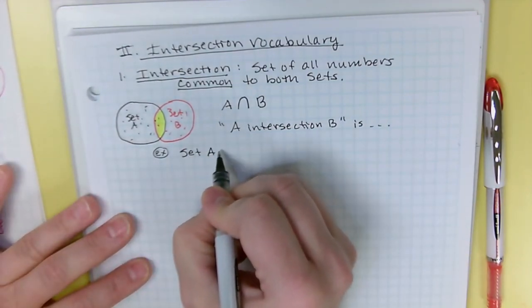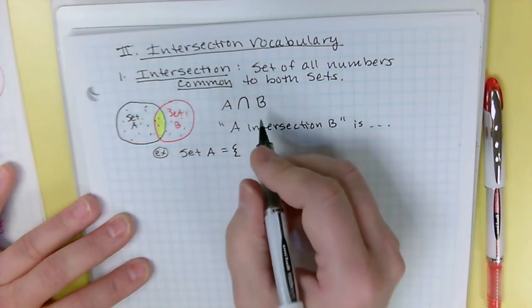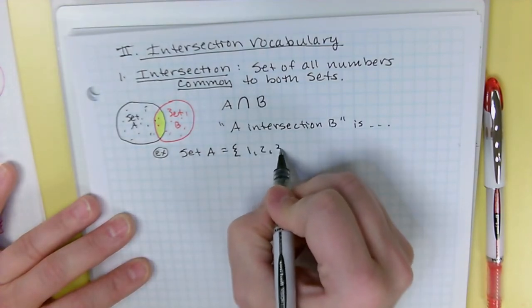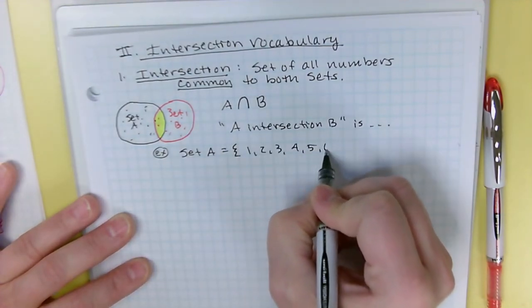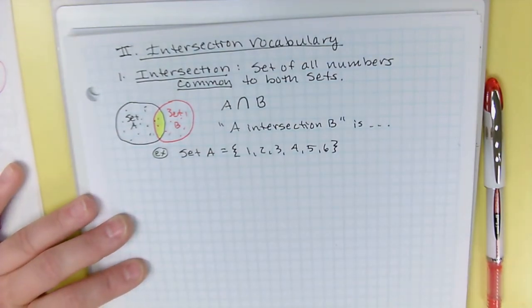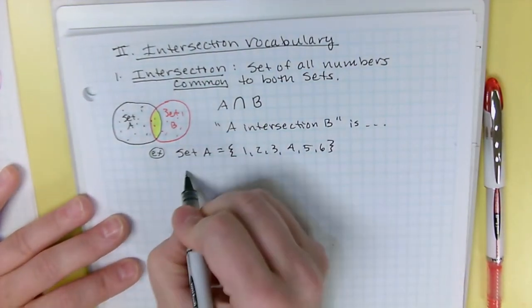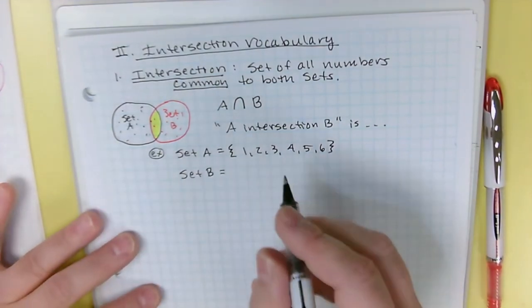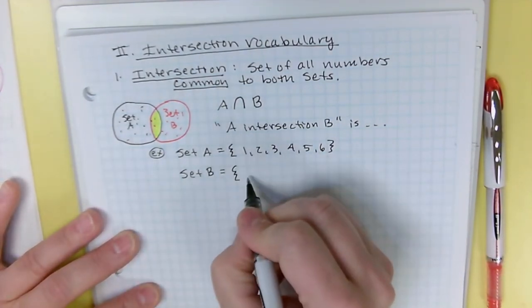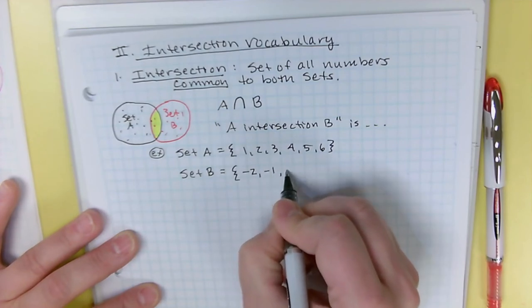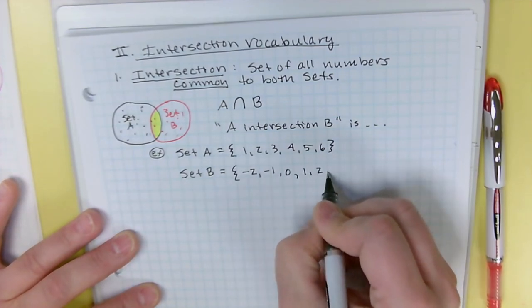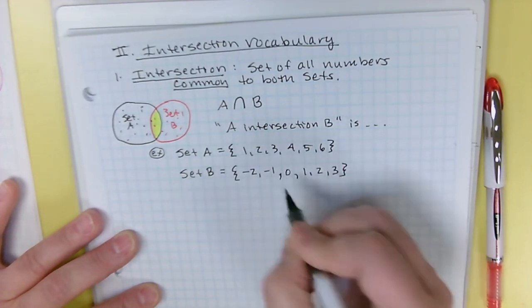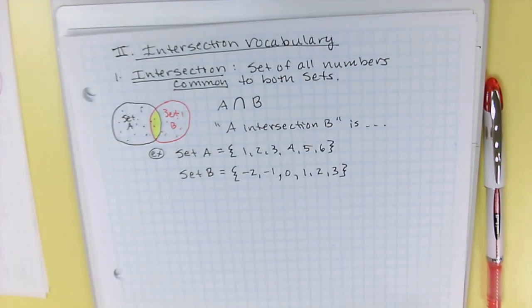Let's say that set A is the set of numbers 1 through 6: 1, 2, 3, 4, 5, 6. Set B is the set of numbers -2, -1, 0, 1, 2, 3. So starting at -2, going up to 3.